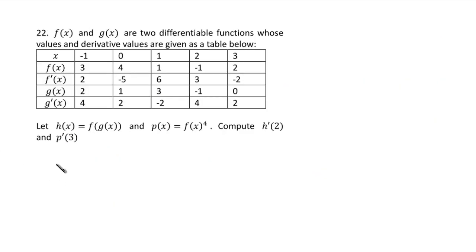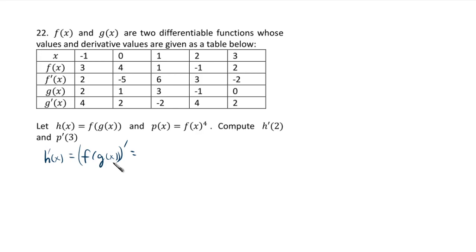f(x) and g(x) are 2 differentiable functions whose values are given in this table, and you're given this h of x, which is a composition of 2 functions, and p of x, which is f(x) to the 4th power, and find h prime of 2 and p prime of 3. Okay, it's similar to other questions that we've done before, where you're not given the formula for f and g, you're just given the values, and you have to figure out just by differentiating and then plugging it in. Okay, it's a nested function.